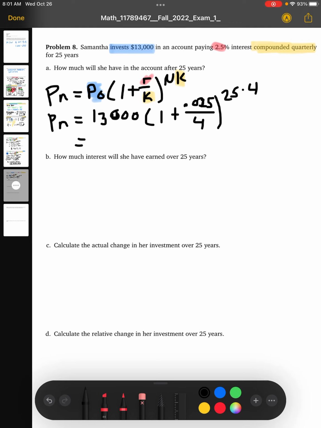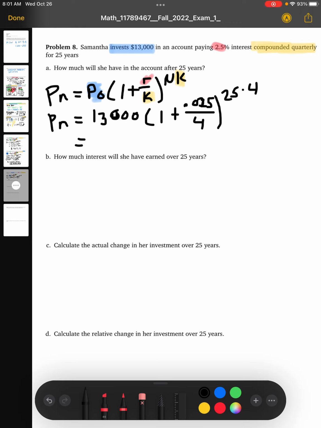So 1 plus 0.025 divided by 4, and we're going to raise that to the 100 power. There we go. I got $24,240, and that's it, rounding. So that's her total amount that she has.